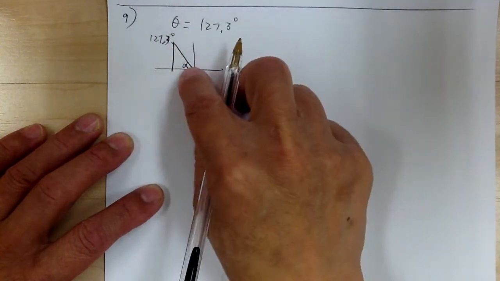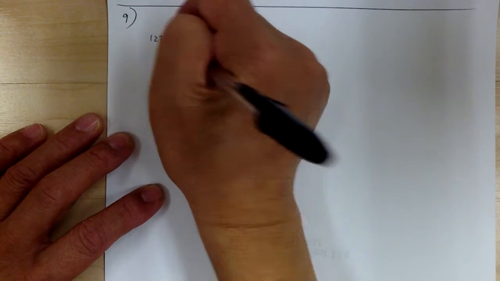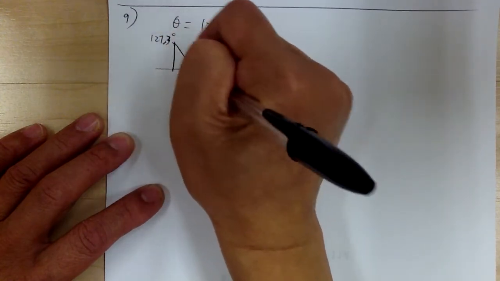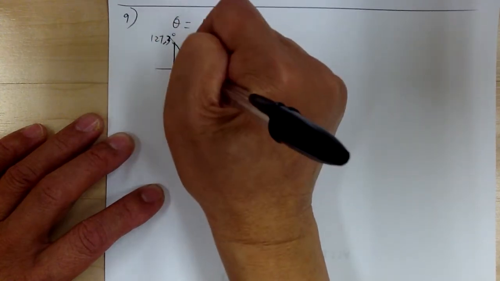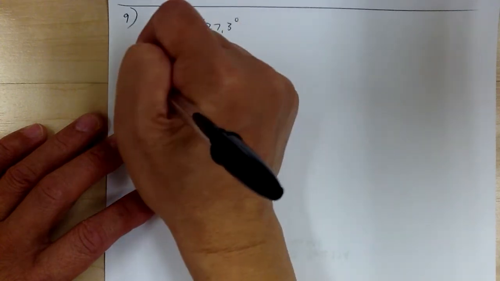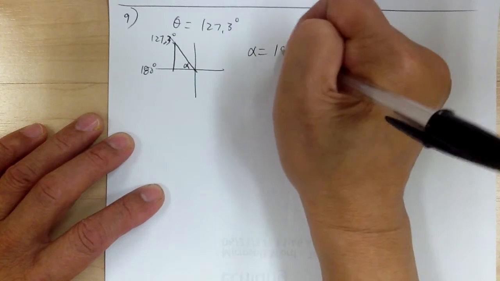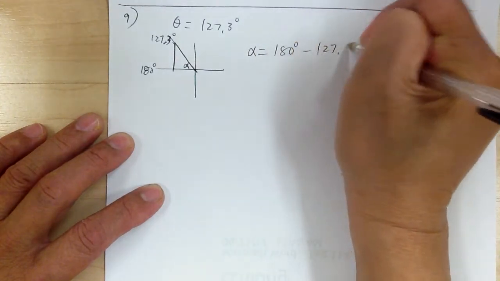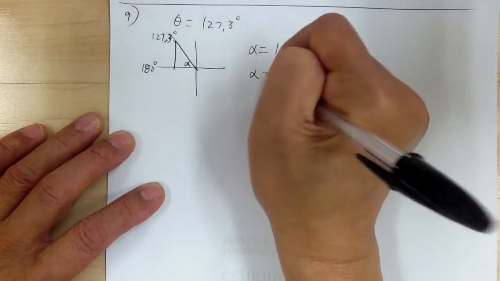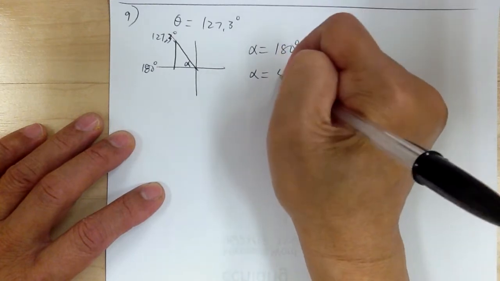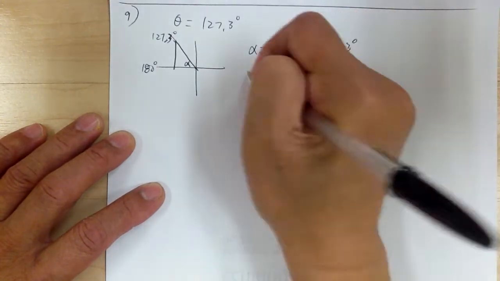So here's your alpha. This is the beginning. Look at this angle. This angle has two sides, so this would be the beginning and this would be the end. So it would be 180 degrees. Your alpha will equal 180 minus 127.3 degrees, and this will give you 52.7 degrees.